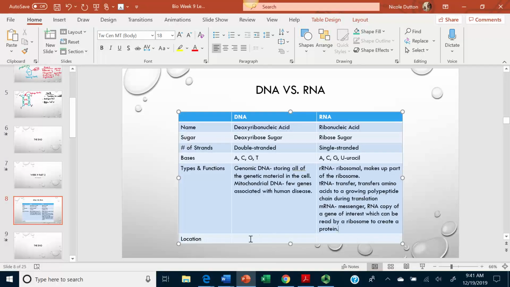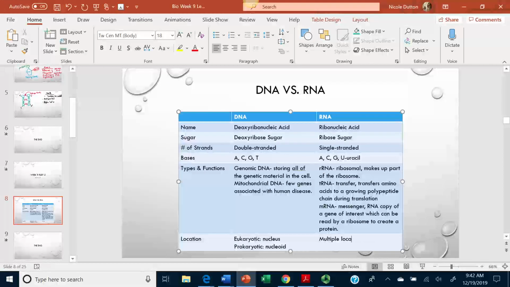As far as locations go, in a eukaryotic cell, DNA is found in the nucleus. In a prokaryotic cell, it's going to be found in the nucleoid, which is basically just a region where the DNA piles up. RNA can be found in numerous locations inside of the cell. It can be in the nucleus, it can be floating in the cytosol, associated with the ribosome, so we find RNA in multiple locations.